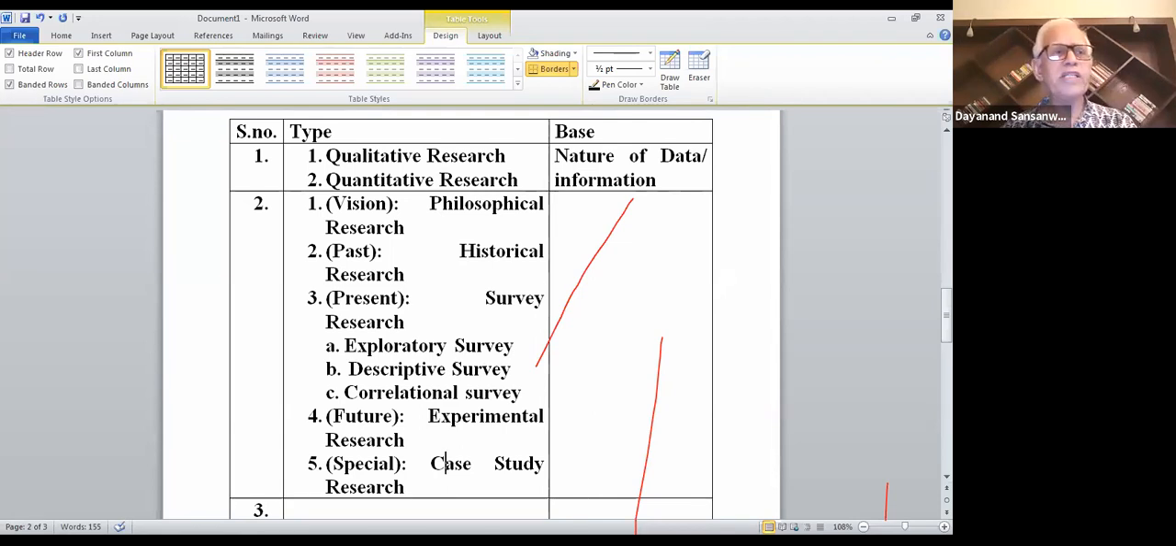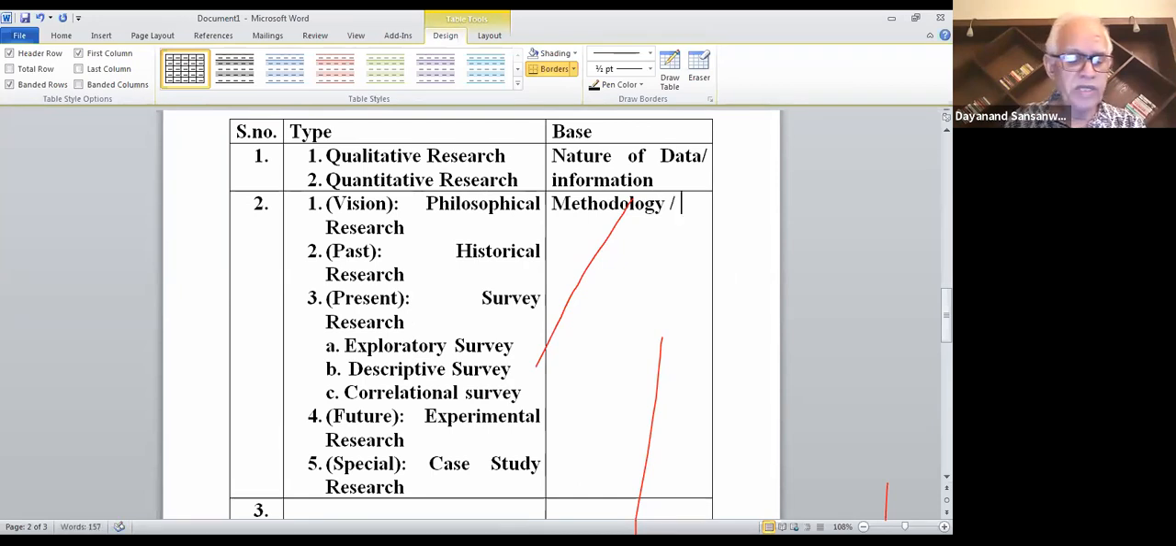So in all these types, again, you see that there will be qualitative information and quantitative information. In philosophy, it is purely qualitative. As you proceed further, the qualitative decreases and the quantitative increases. And the steps you follow in philosophical research, historical, survey, experimental and case study differ. So therefore, you can differentiate them on the basis of methodology, or you can say steps followed.